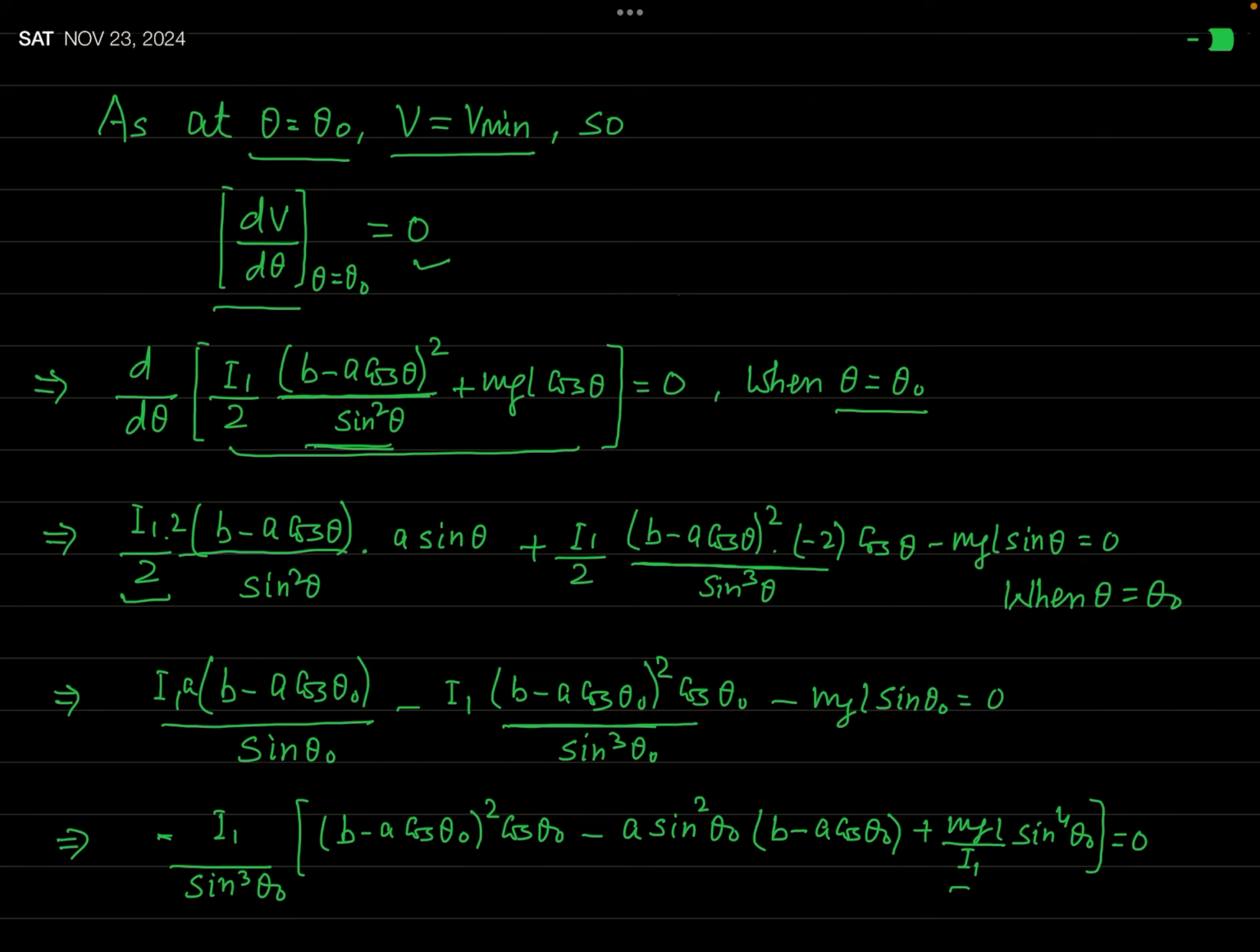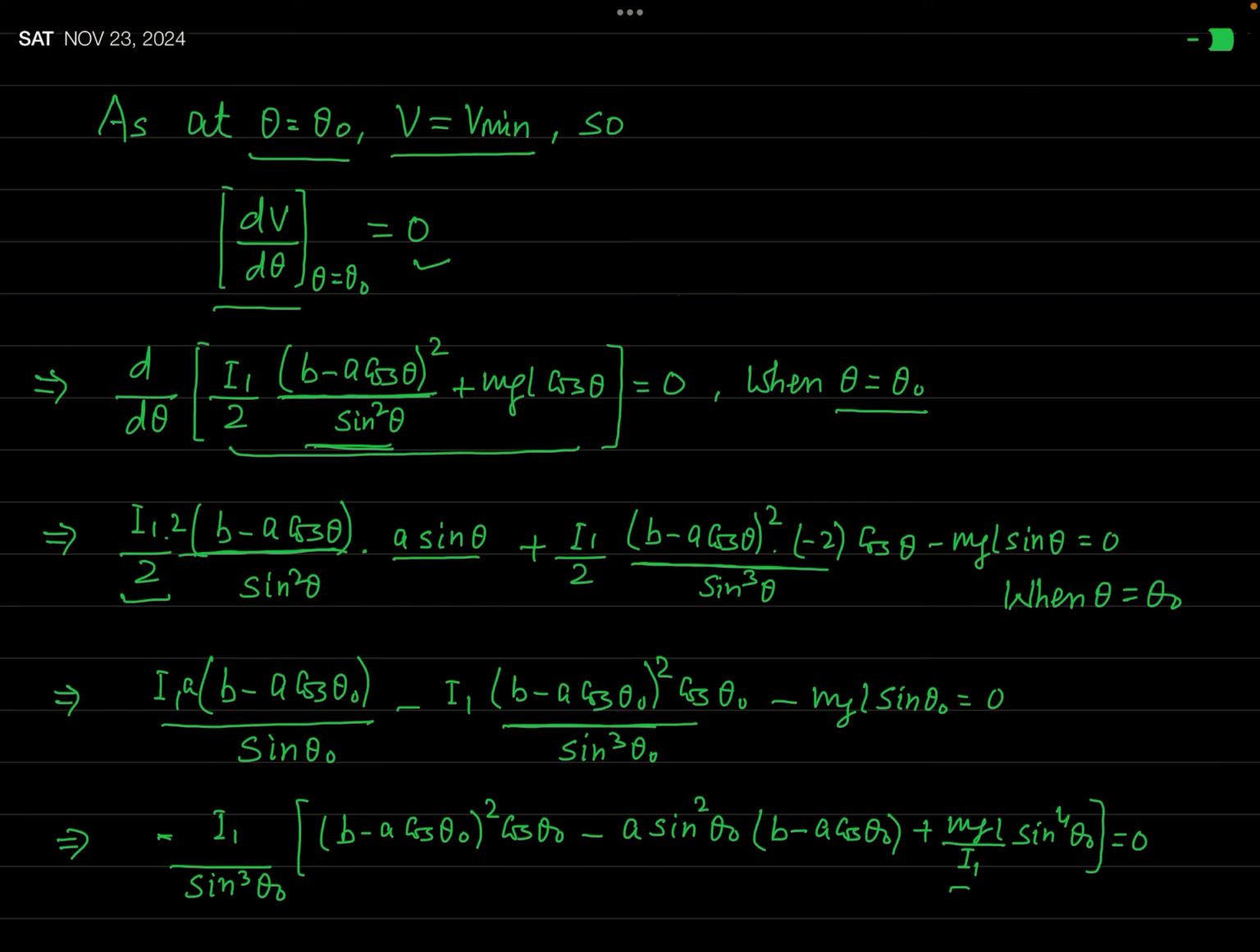What will be the result? You can see this is just a function of function. First of all, this will be 2 times (b minus a cos theta). And after that we will differentiate this b minus a cos theta with respect to theta. B is a constant, so its derivative will be 0, and when you differentiate a cos theta, that will be minus a sin theta. That minus and the minus present here earlier will become plus. So this is simply plus a sin theta.